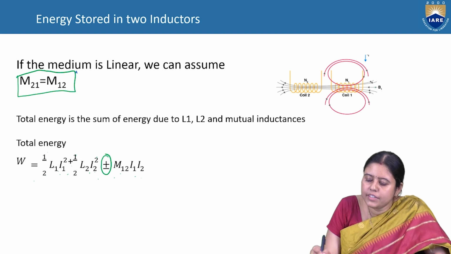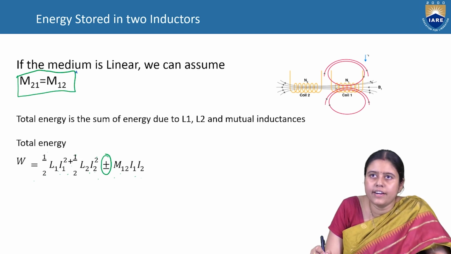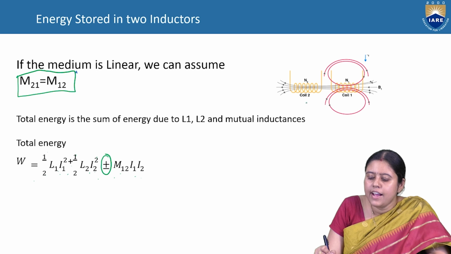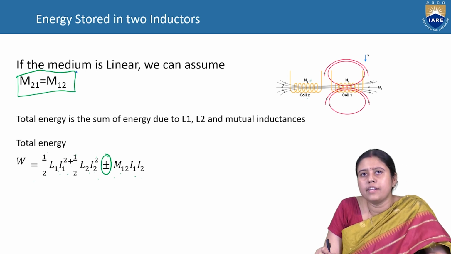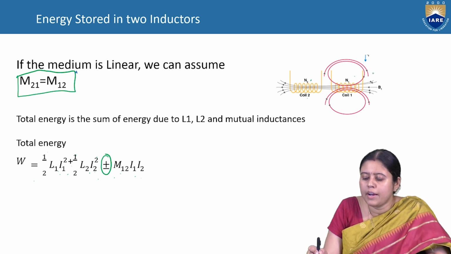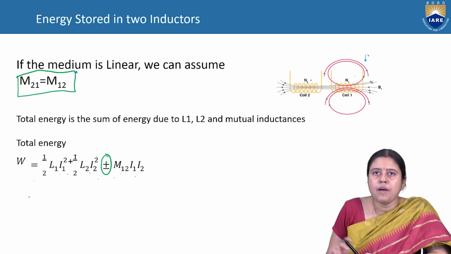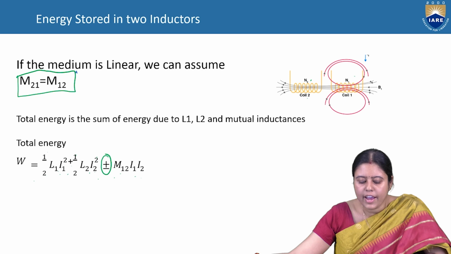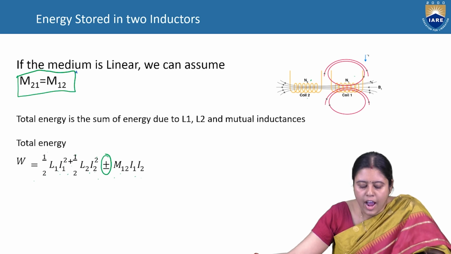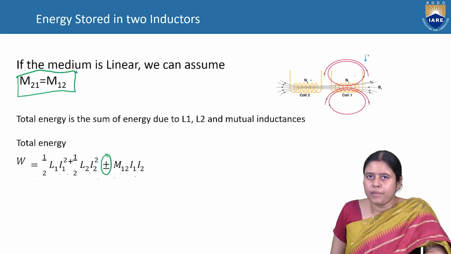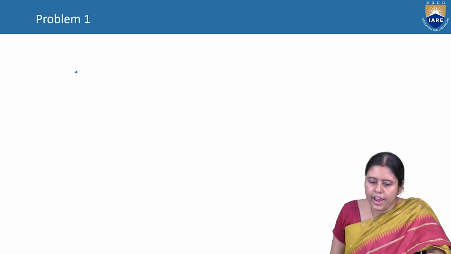So if you can see, this is an inductor and this is another inductor. For coil 2 the number of turns is N2 and for coil 1 the number of turns is N1. So the total energy is half L1 I1 square plus half L2 I2 square plus or minus M12 I1 I2.